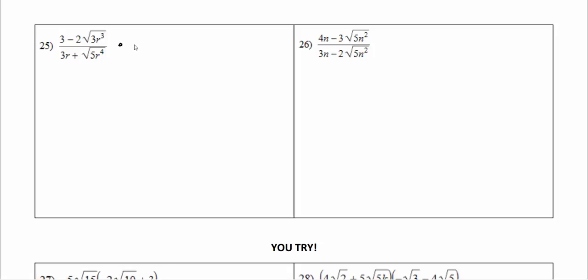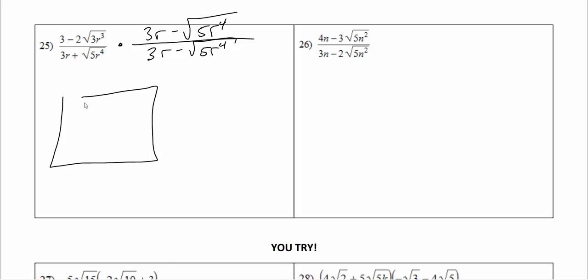Okay, the conjugate, which is 3r minus root 5r to the 4. Let's do the top in a box, or you can FOIL it yourself. I don't care. I'm just going to do a box because I like doing boxes. 3r times 3r, then -2 root 3r to the third, 3r times minus root 5r to the 4.